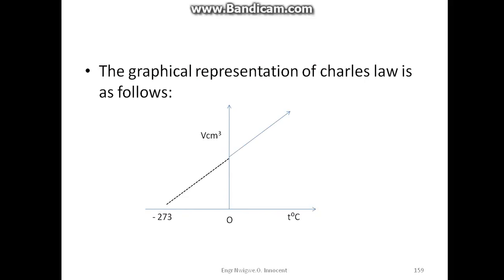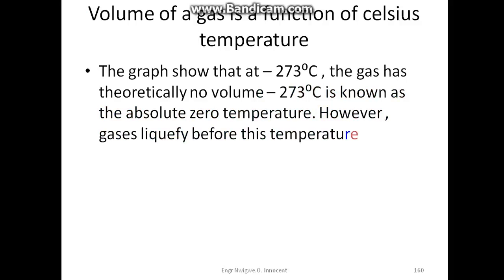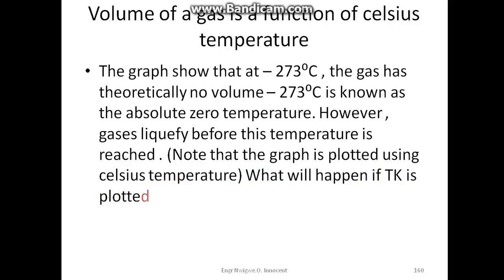Then, it will have an intercept on the temperature axis at the negative coordinate of the temperature, which is minus 273 degrees Celsius, or 273 Kelvin absolute temperature. Volume of a gas is a function of Celsius temperature. The graph shows that at minus 273 degrees Celsius, the gas has theoretically no volume. Minus 273 degrees Celsius is known as the absolute zero temperature. However, gas liquefies before this temperature is reached.